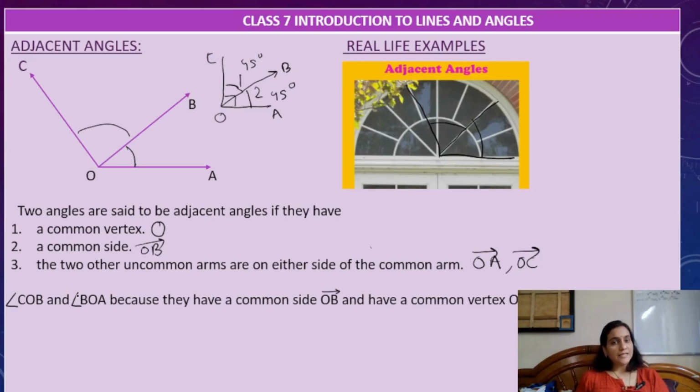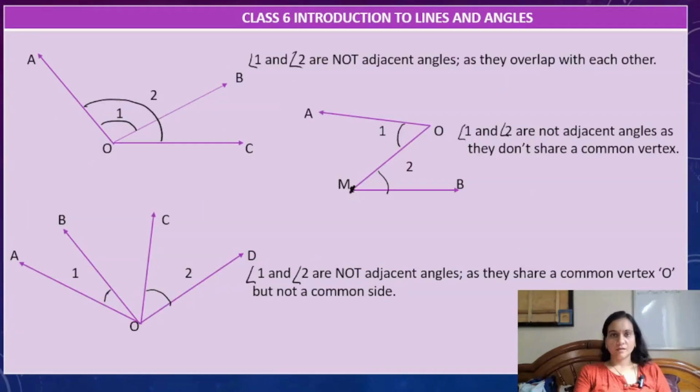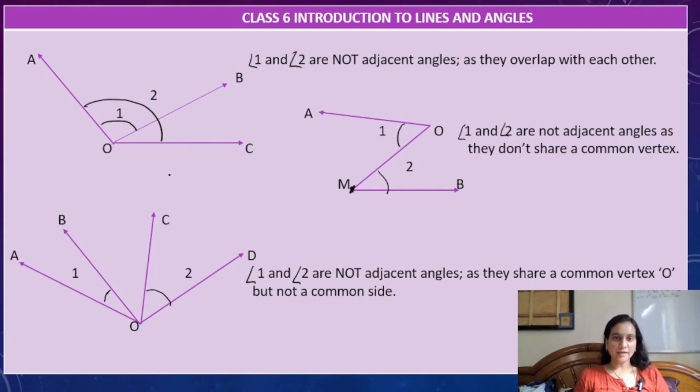Now let's understand what angles are not considered as adjacent angles. Let's look at the first example here. Here you can see two angles, angle 1 and angle 2. Here the common side is OA, both angle 1 and angle 2 share this side OA, but it is not lying in between these two uncommon sides OB and OC. Here angle 1 and angle 2 are overlapping each other, right? So in such a case, we cannot consider angle 1 and angle 2 as adjacent angles.